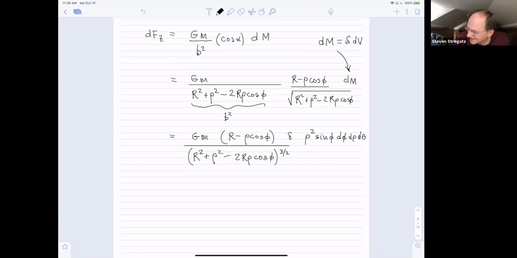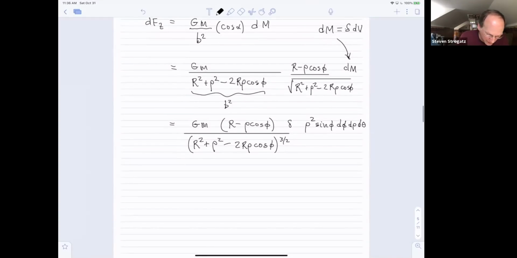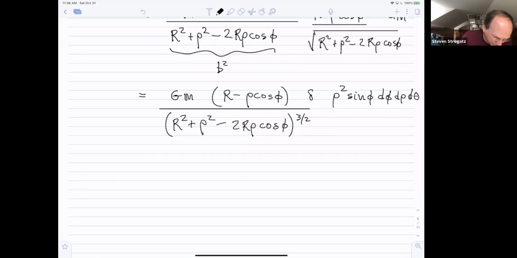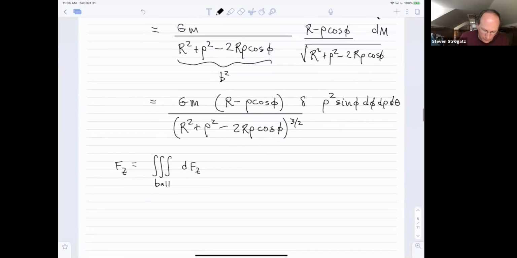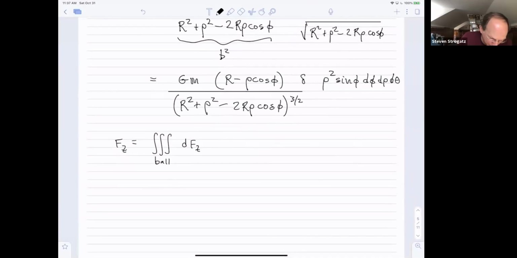Really nice. And so the calculation that we want to do is the net force in the z direction is the triple integral of all these infinitesimal forces taken over the whole ball, the whole solid sphere. But what that boils down to when we write everything in spherical coordinates now is that will be, well, what's the region of integration? So think about the phi.